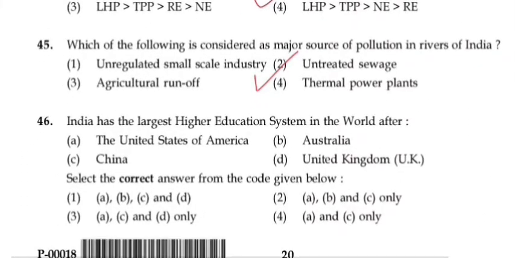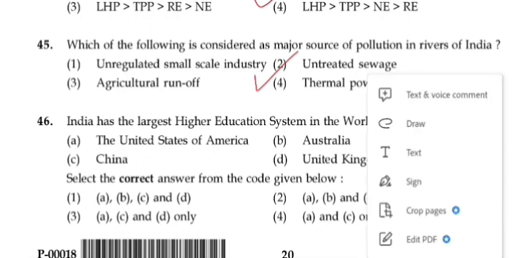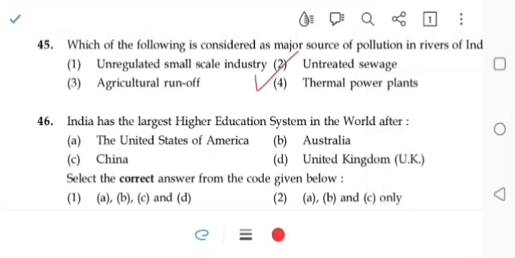46, India has the largest higher education system in the world after which country? The United States of America, Australia, China, United Kingdom, UK. ABCD, ABC, ACD. So it will be 4, after the United States of America and China.